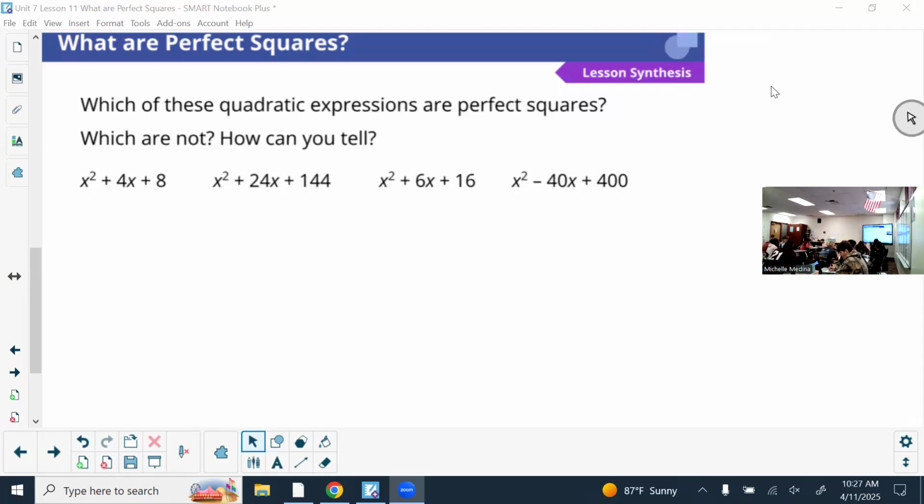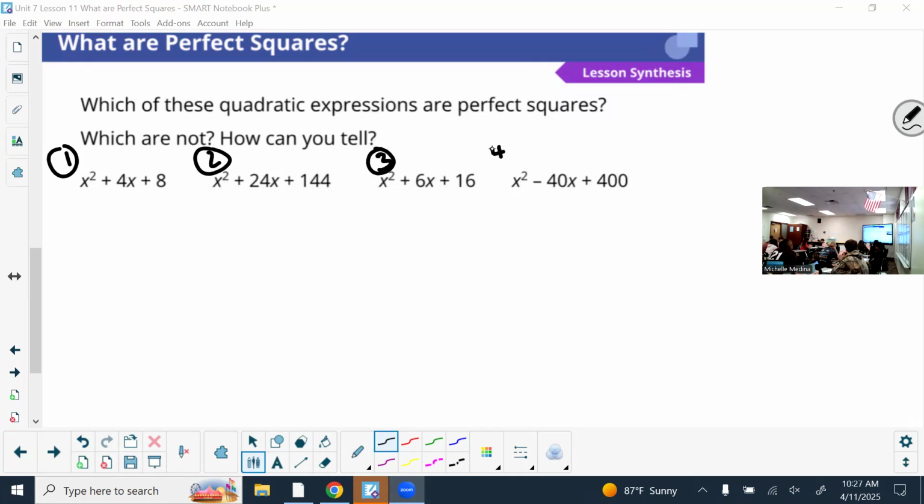Which, if any, are perfect squares? Show me with your fingers. Let's do like, this will be 1, this will be 2, this will be 3, and this will be 4. Show me with your fingers which, if any, you think are perfect squares. Okay, mostly just see 2s, so let's try it to confirm.